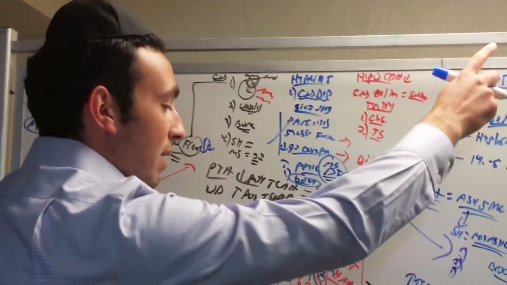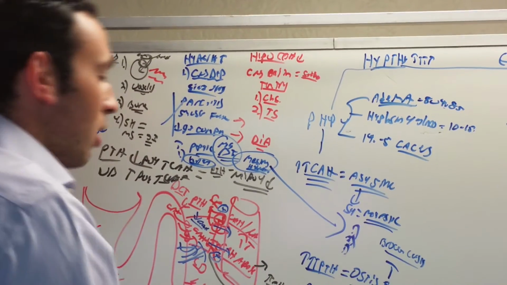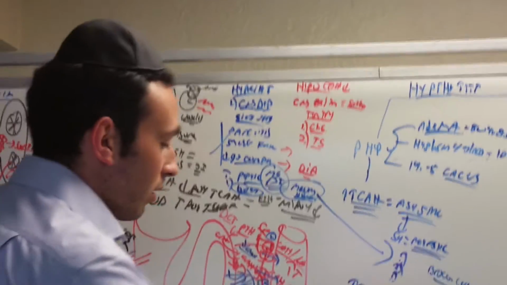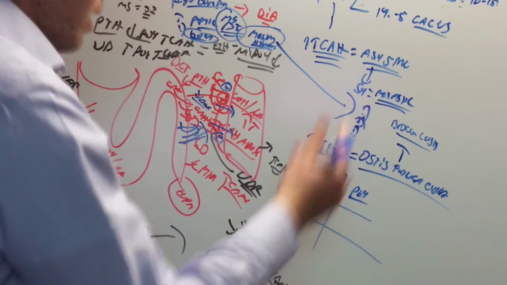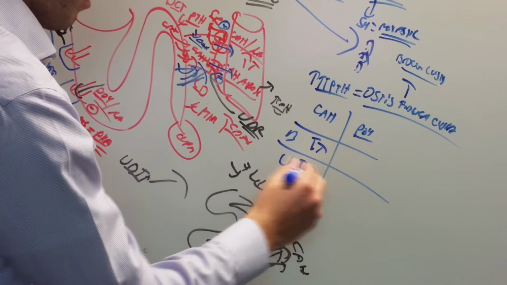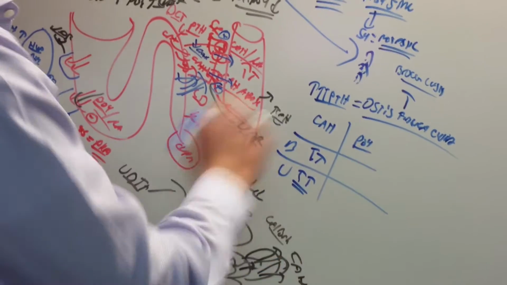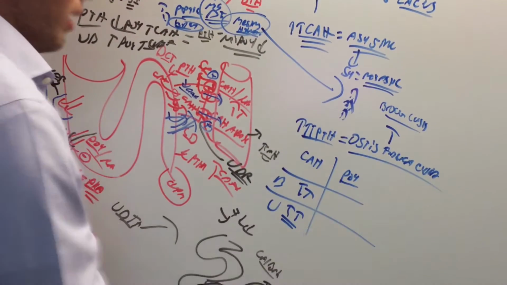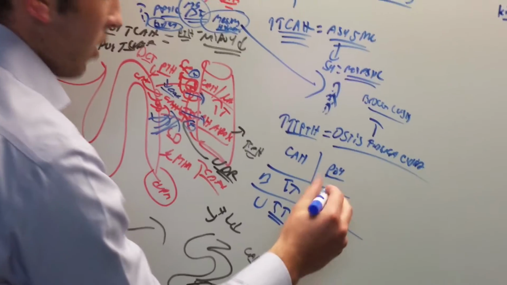Okay. So now in the blood, of course, we're going to have hypercalcemia. Why? Because we're going to have massive PTH acting on the osteoclast, which is going to lead to breakdown of bone and release of calcium into the blood. Anytime we have hypercalcemia, we're also going to have hypercalciuria. So therefore, the calcium in the blood and the urine is going to be high.